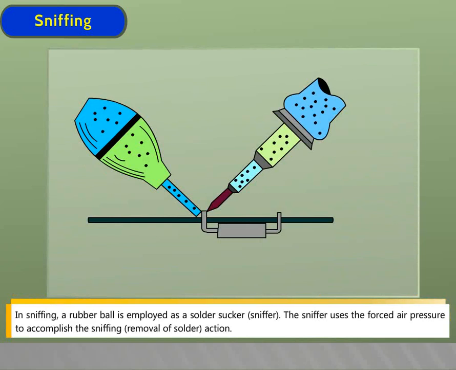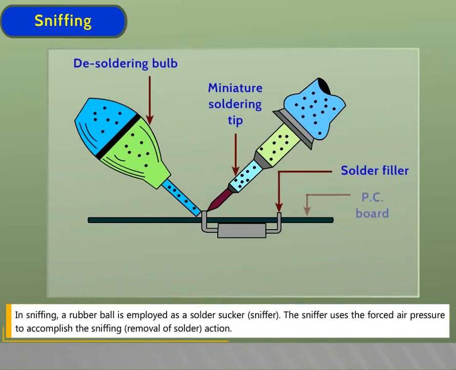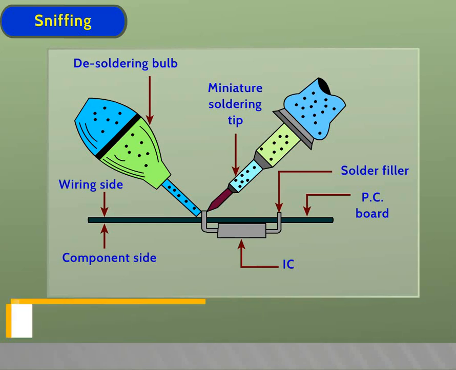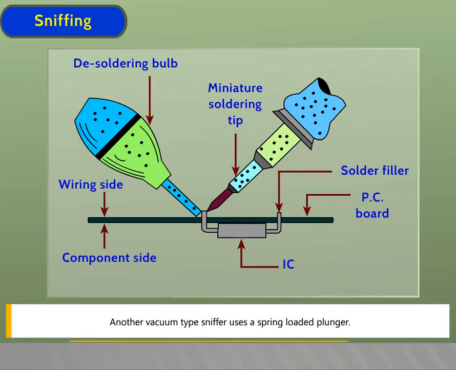Sniffing. In sniffing, a rubber ball is employed as a solder sucker, that is, a sniffer. The sniffer uses forced air pressure to accomplish the sniffing, that is, the removal of solder. Another vacuum type sniffer uses a spring-loaded plunger.